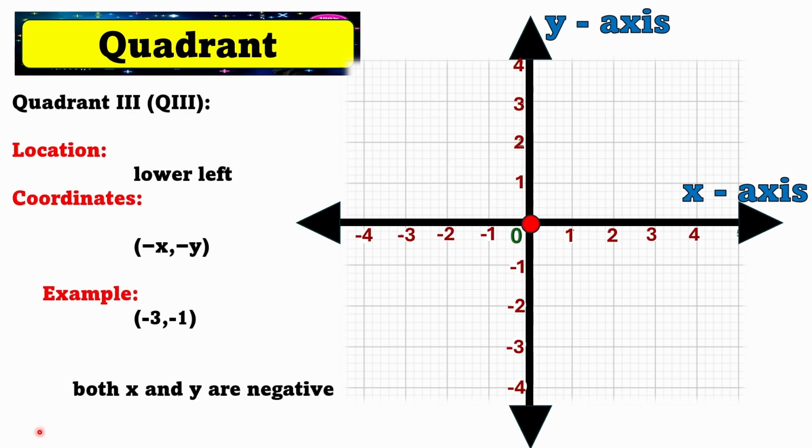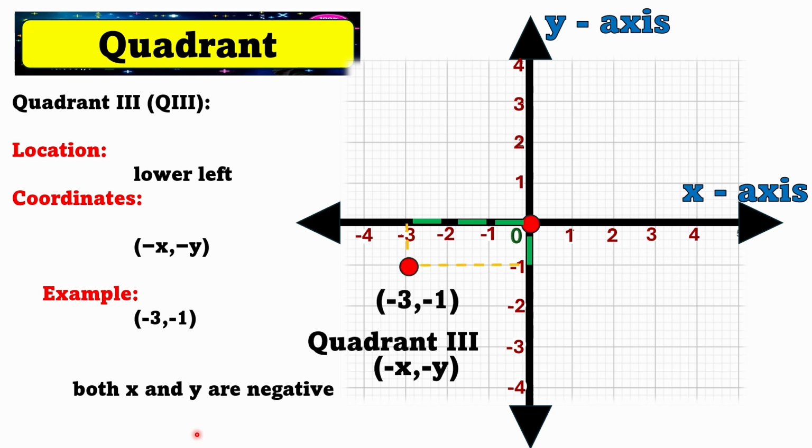Next, for the third quadrant or quadrant 3, the location is lower left and the coordinates, we have -x, -y. Example, we're going to plot -3, -1. Start at the origin, we count 3 units going to the left for the x coordinate. And for the y coordinate, since this is -1, we move 1 unit down. Then draw an imaginary line. Then mark the point, which is our coordinate -3, -1. Again, for the third quadrant, both x and y are negative.